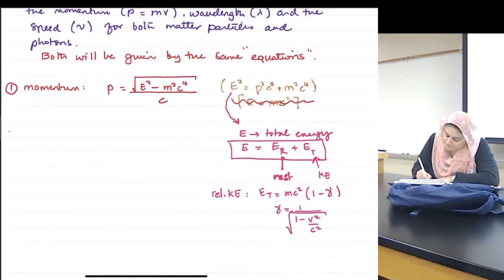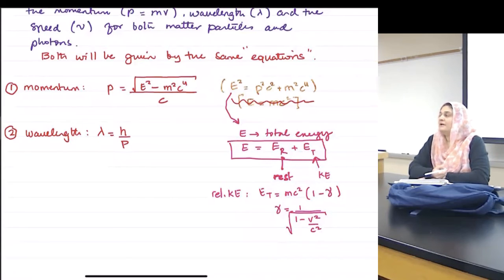Okay, number 2, wavelength. Wavelength will be given by h over p. Anyone remember what h is? Planck's constant. Very good.